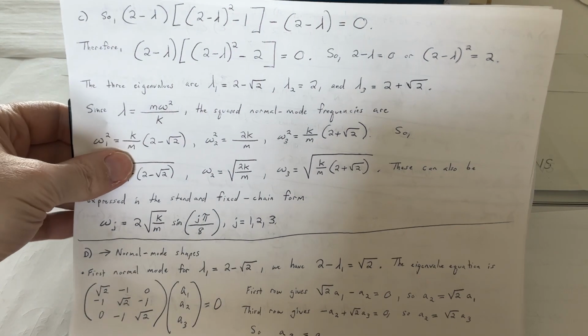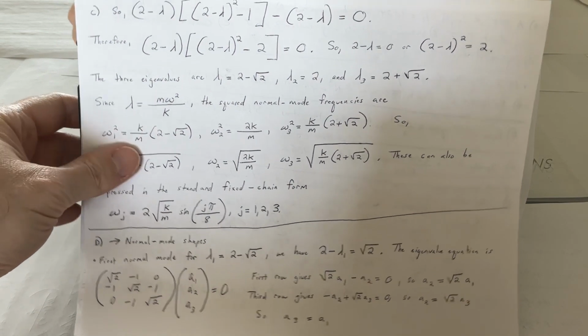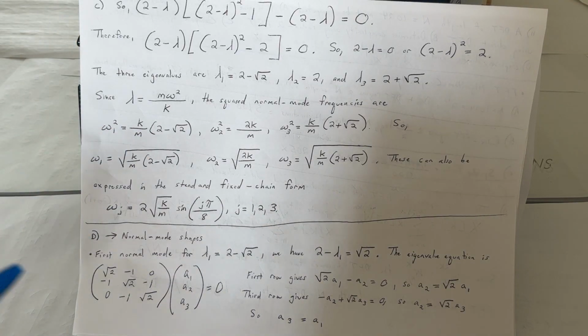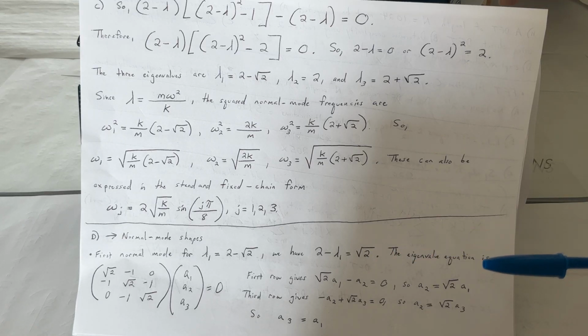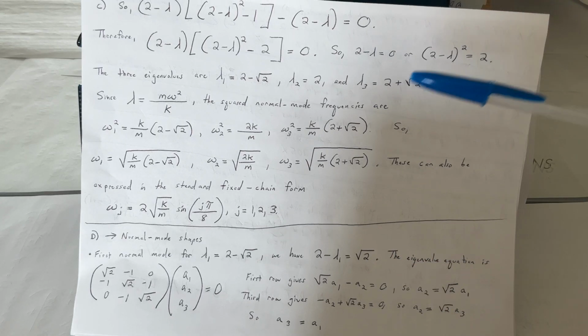Moving along to part D, we want to find the normal mode shapes. So first normal mode, for lambda sub 1 equals 2 minus square root of 2, we have 2 minus lambda sub 1 equals square root of 2. So the eigenvalue equation is going to be this.